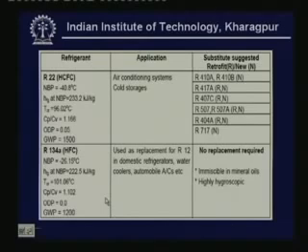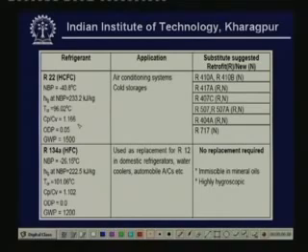Next is R22. This is a hydrochlorofluorocarbon. This is another very widely used refrigerant, and it has a normal boiling point of minus 40.8 degrees centigrade. It also has a reasonably high latent heat of vaporization of 233.2 kilojoule per kg, but it has a lower critical temperature of 96 degrees centigrade compared to R12, and its Cp by Cv value is also relatively higher. So that means its discharge temperatures will be high, and its ODP value is non-zero, but it is quite low. It has an ODP value of 0.05.